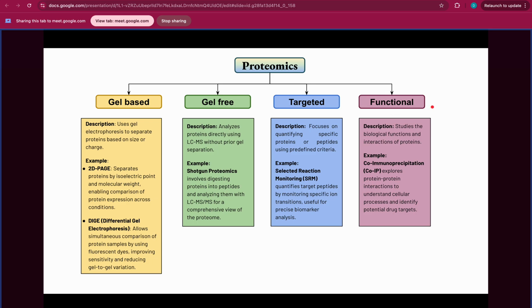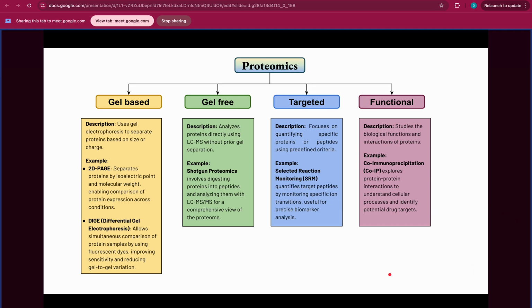Then comes functional proteomics, in which I deal with identifying the function of the proteins. For that we can go for co-immunoprecipitation studies or yeast two-hybrid systems. We will look into them in detail in the later slides. It explores the protein-protein interactions to understand the cellular processes and identify potential drug targets. Okay, so these are a few of the methods. There are some others also. I am not keeping them here because, as you know, proteomics is quite huge and dynamic.